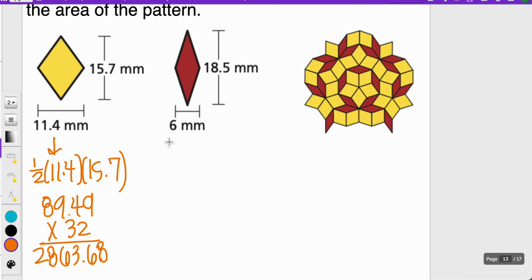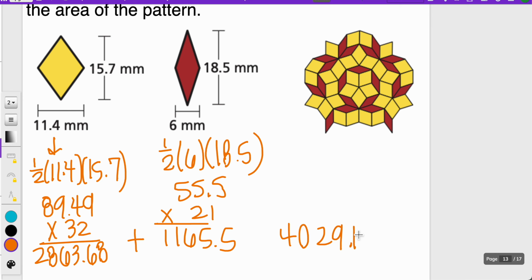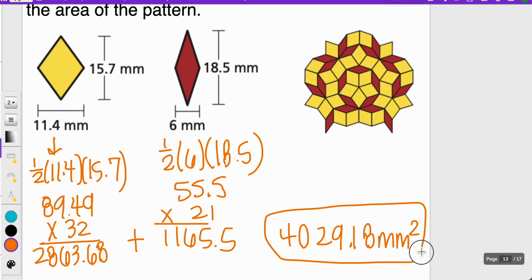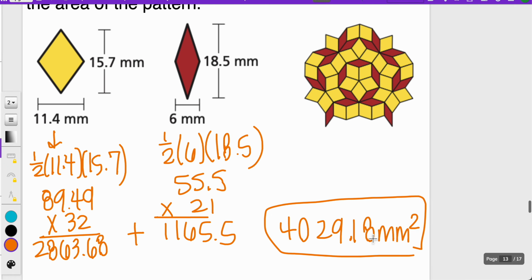2,863.68. And then for my red, 1/2 times 6 times 18.5, which would give me about 55.5, but there's only 21 of those. So multiply that by 21, I'm getting 1,165.5. Add them all together, 4,029.18 square millimeters. Okay, that'll be all for today on your quiz review for 11.1 through 11.4.